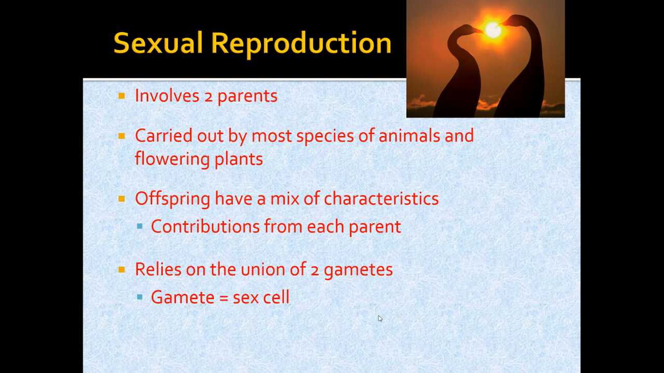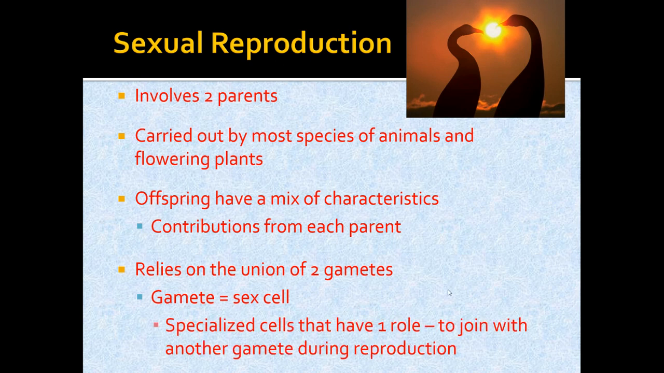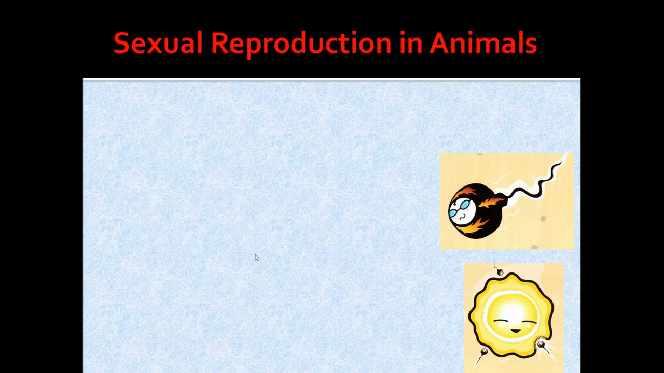So sex cell, and you probably know this. Obviously, the male sex cell will be the sperm cell. The female sex cell will be the egg cell. These are specialized cells that have one role only, and that is to join with another gamete from a different sex during reproduction in order to start the process.